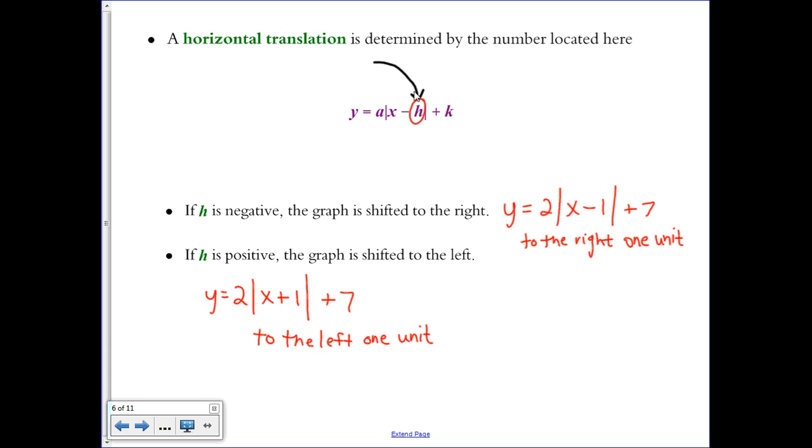But really, I shouldn't have said if h is negative and if h is positive, because of the minus sign that's in the formula. If h was negative, it would actually be x plus a number. But you get the idea here. If it's subtraction inside of the absolute value, then it's shifting it to the right. And if it's addition inside of the absolute value, then you're shifting it to the left.